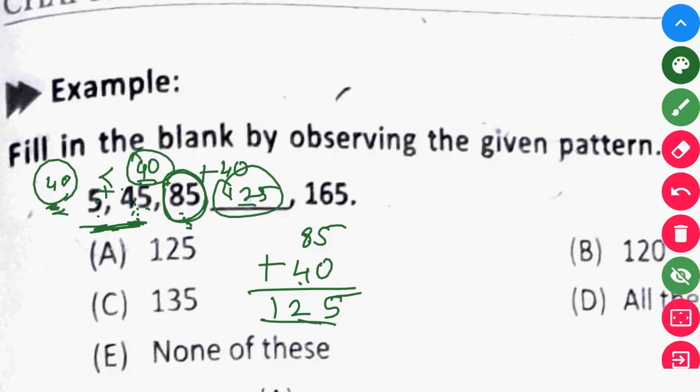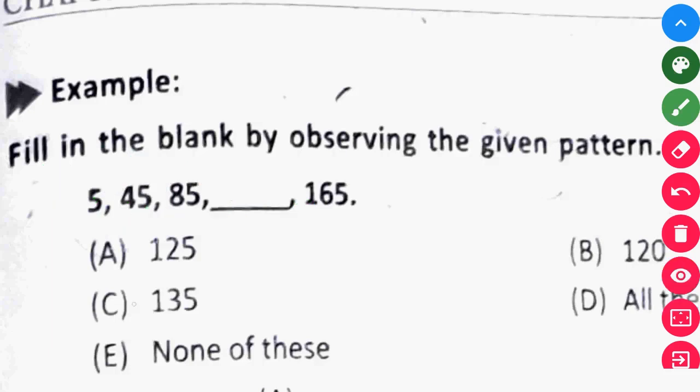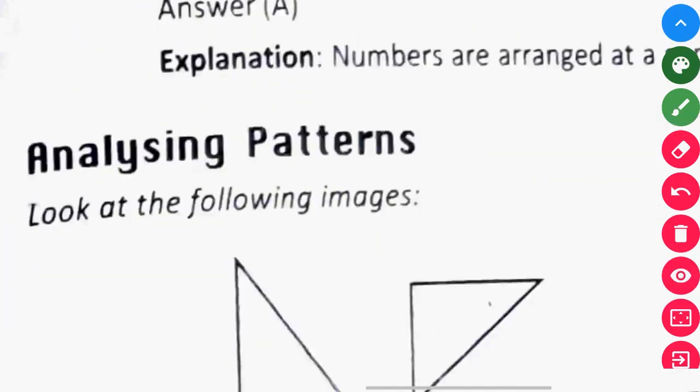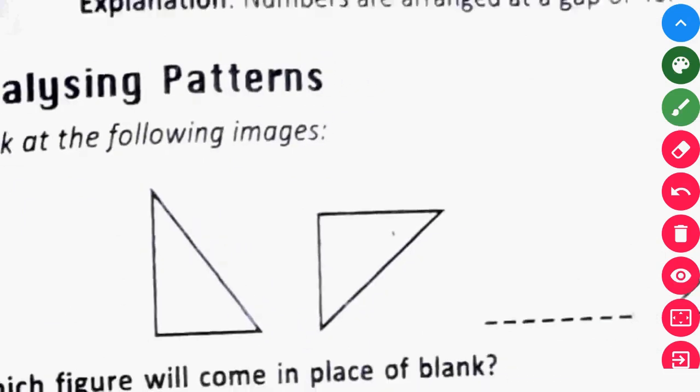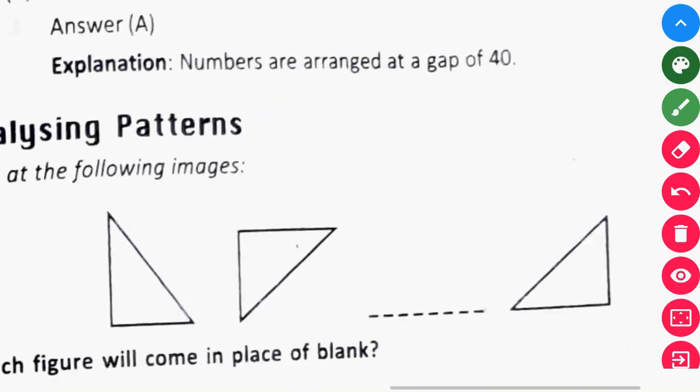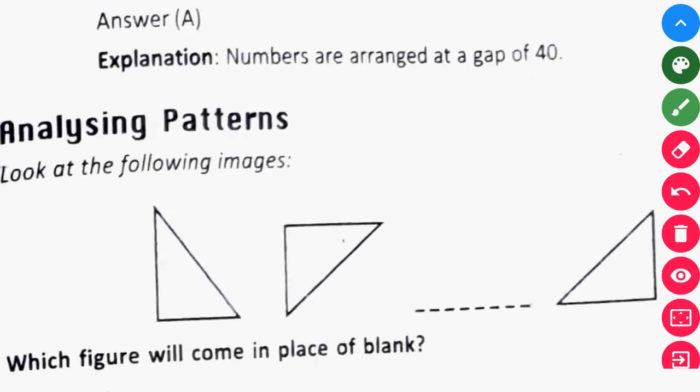Now after getting this number, you cross check. If we add 40 to 125, do we get 165? If yes, then our answer is correct, or our way of thinking is correct. In this way you have to think. Okay, now the analyzing pattern is there. Look at the images and fill in the blank, we have to compare.